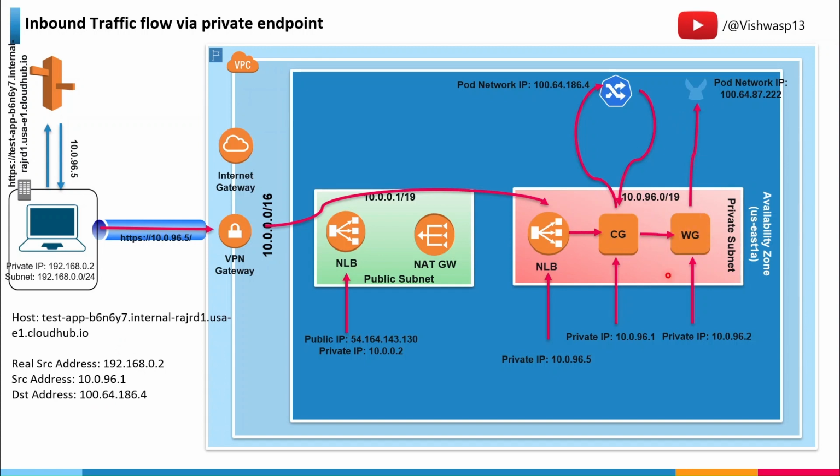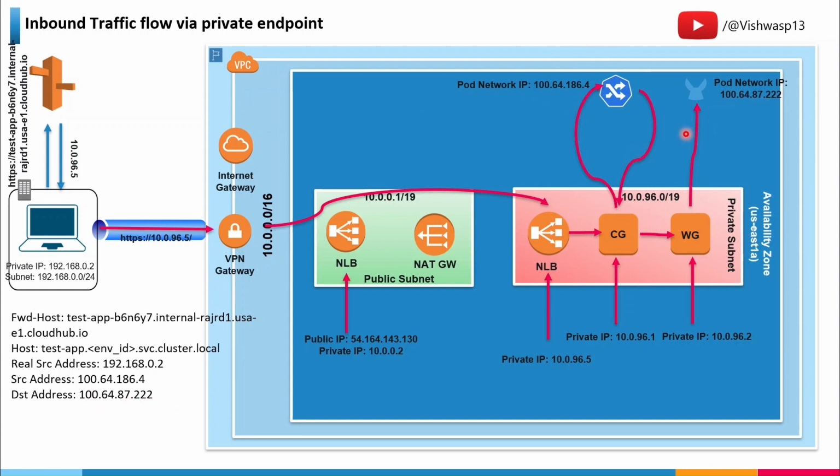So eventually, when the request reaches the pod, it will have the following header. Forwarded host will have the original host, that is the domain that the ingress pod was pointing to. Host will have the cluster IP service domain. Real SRC address will have the client's private IP address. SRC address will have the ingress pod IP address and destination address will have the Mule pod IP address.